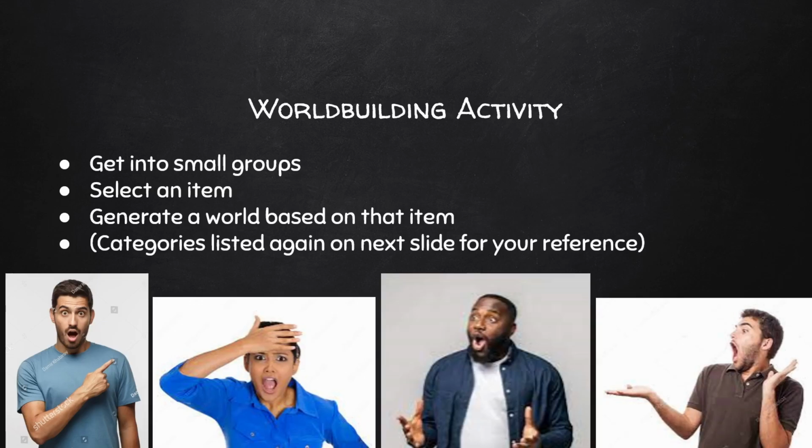Then we'll have you generate a world based on that item. I'll list all the different categories, so go through and think of different things that could apply to that item. How does this item influence the world? Is there a religion based around the item? Is it part of the ground? Is it a mountain or something? How would it influence all these different things? So I'll let you guys get in pairs.